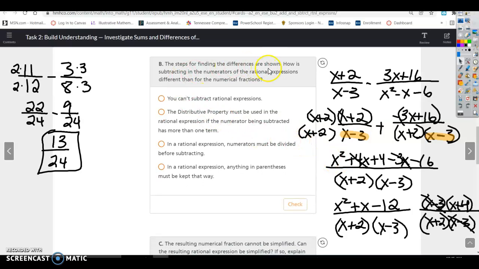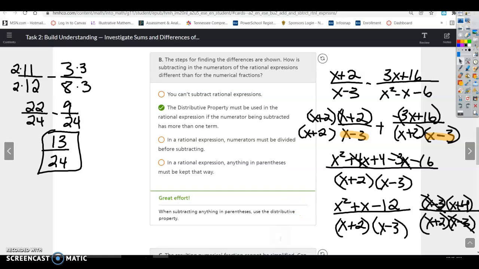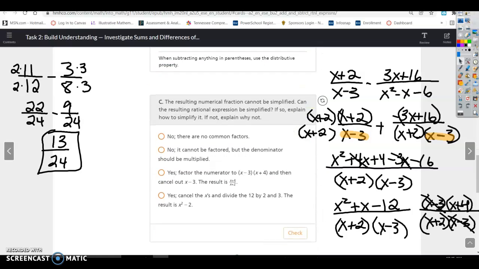Alright, the steps for finding the differences are shown. How is subtracting in the numerators of the rational expressions different from that of a numerical fraction? You can subtract, distributive property must be used. Alright, so this is the case. So remember here when I have a negative, I had to use distributive property there. That's because you don't want to lose that negative sign as you go across.